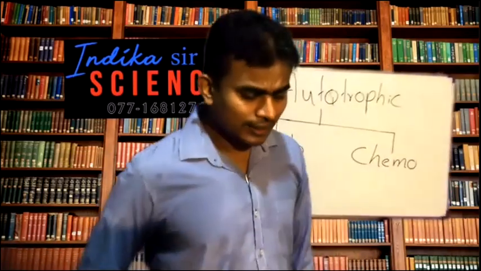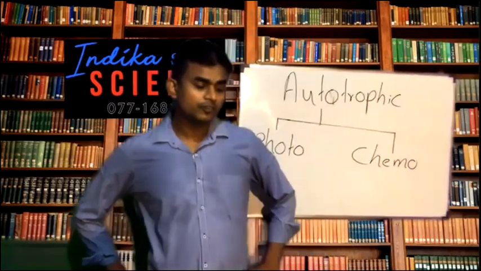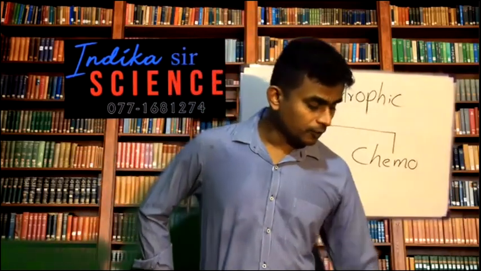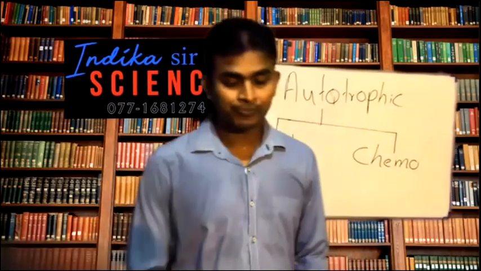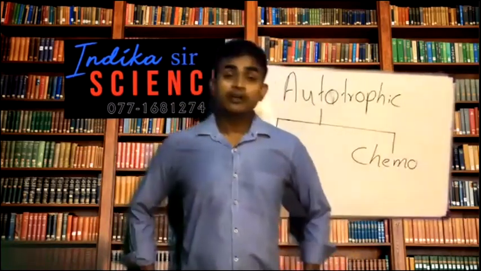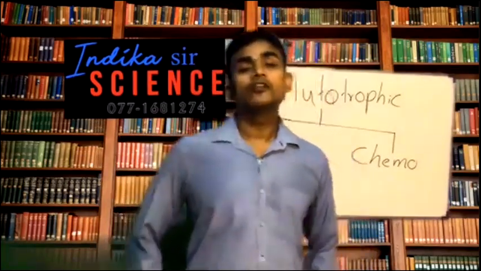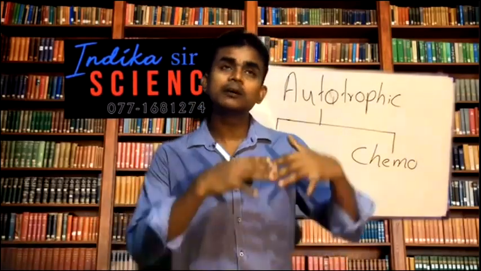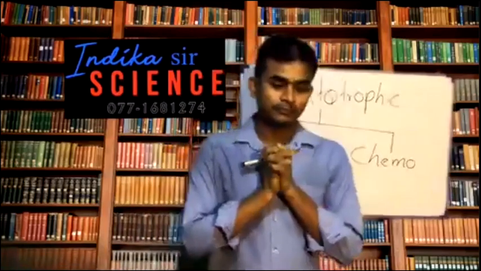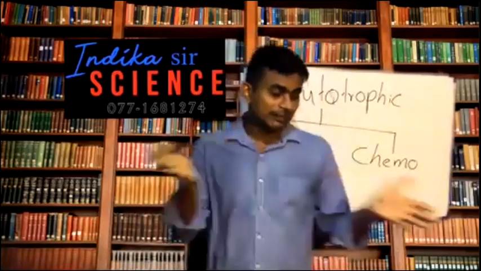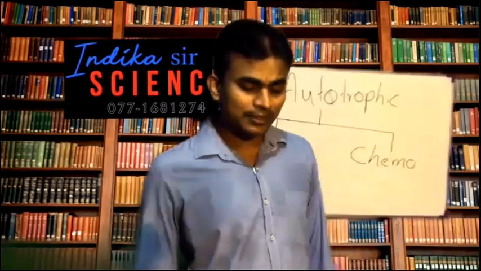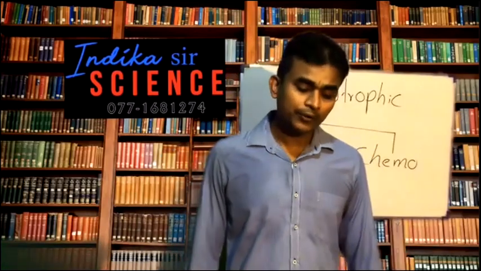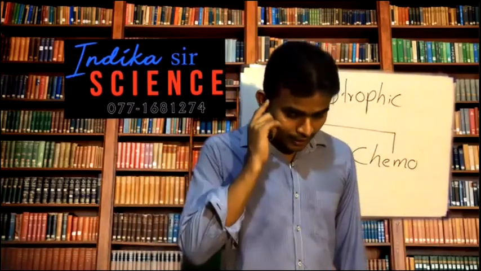Tell me one example organism with photoautotrophism. Plants. They produce food by themselves using sunlight. Plants, yes, green plants. You can write down the examples. Very good. Green plants are photoautotrophs, right? Next one.